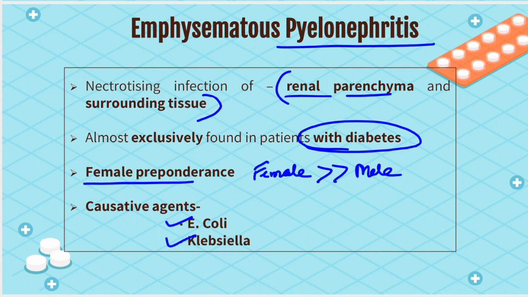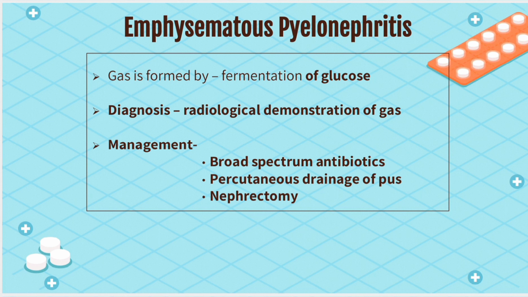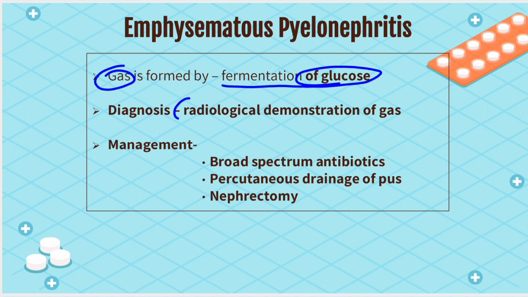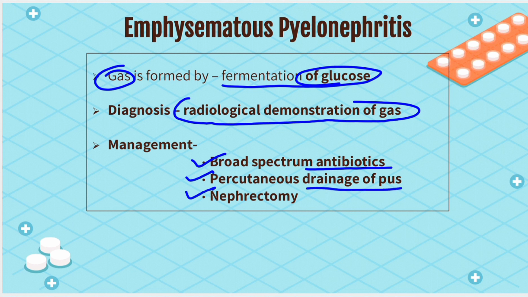In this, fermentation of glucose is found, and due to this gas is formed, and the diagnosis is made by the radiological demonstration of this gas. The management includes broad spectrum antibiotics, percutaneous drainage of the pus, and sometimes nephrectomy, that is removal of the kidney, is also needed.